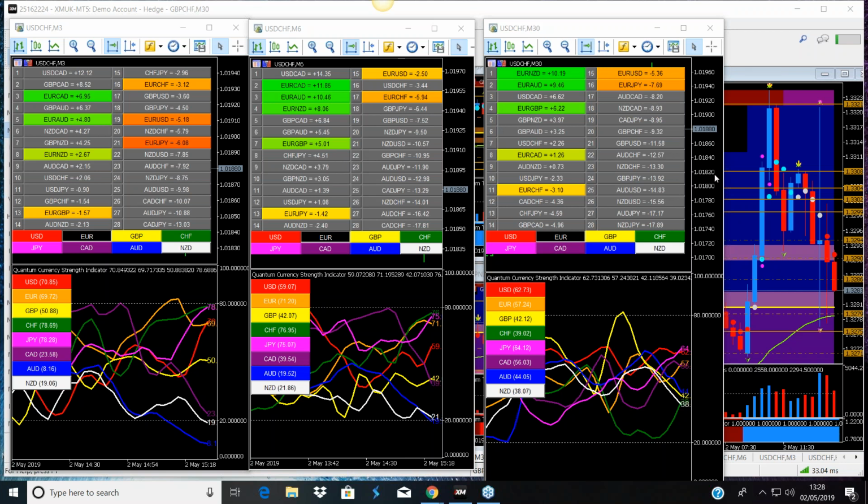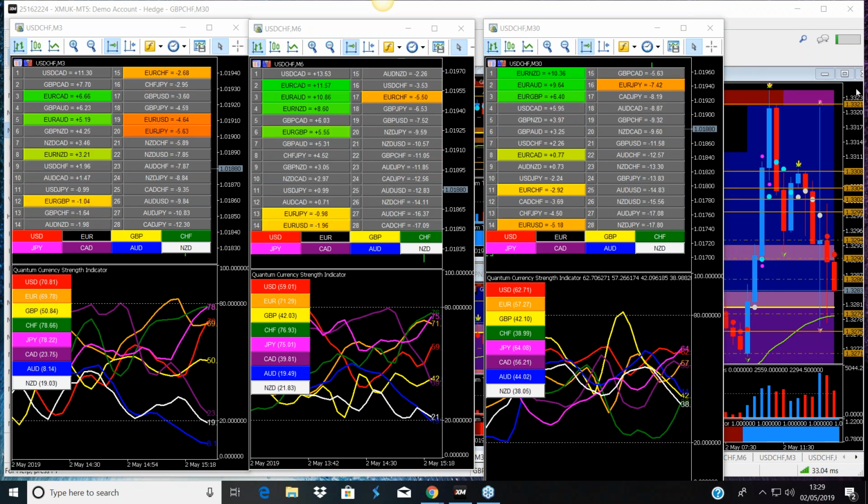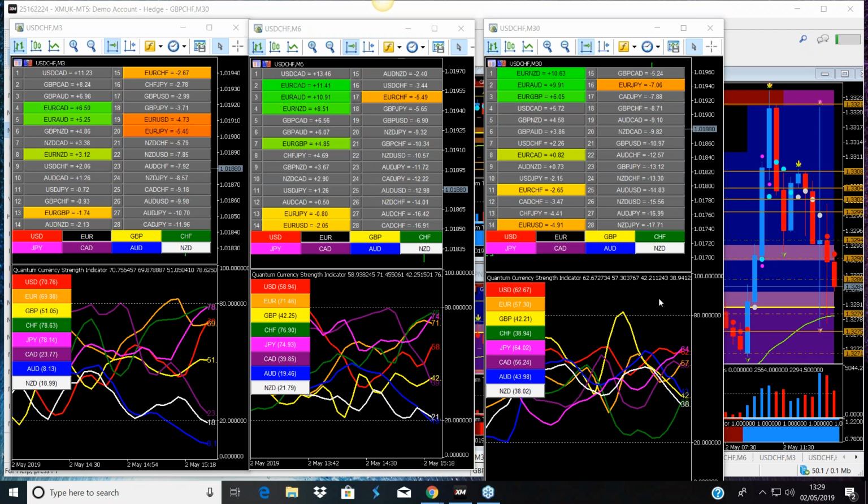So the chances are you're going to see either some congestion at that level, in other words, they're going to move sideways, or they're going to reverse off those points and continue out, because this is a market of mean reversion. These currencies move constantly from oversold to overbought and back again in all time frames.